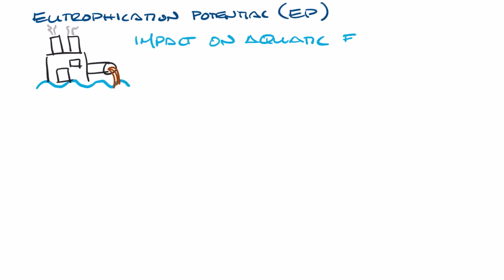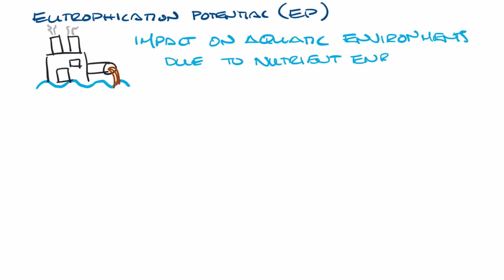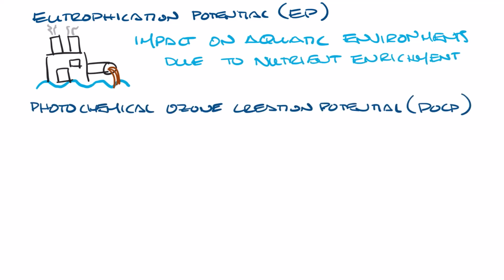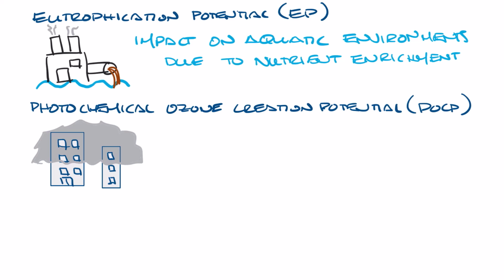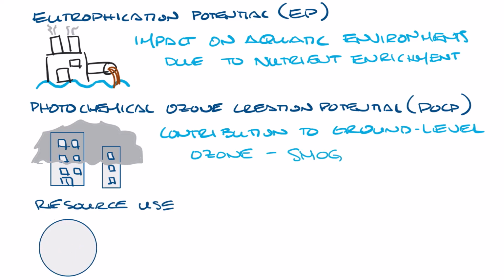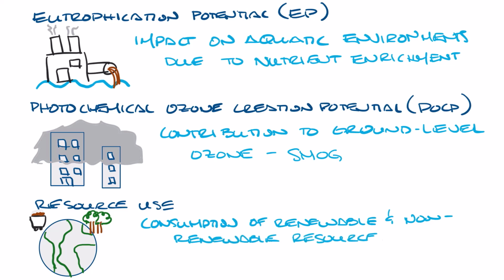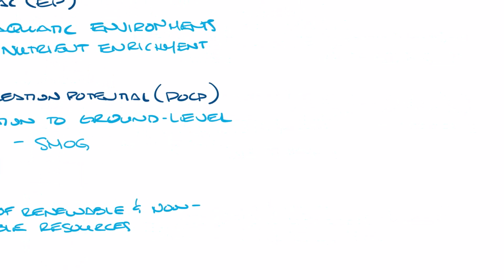This is the impact on aquatic environments due to nutrient enrichment. Another one is the photochemical ozone creation potential. This is the contribution to ground level ozone formation, also known as smog. And then there's resource use. This is the consumption of renewable and non-renewable resources. Let's move it over again.